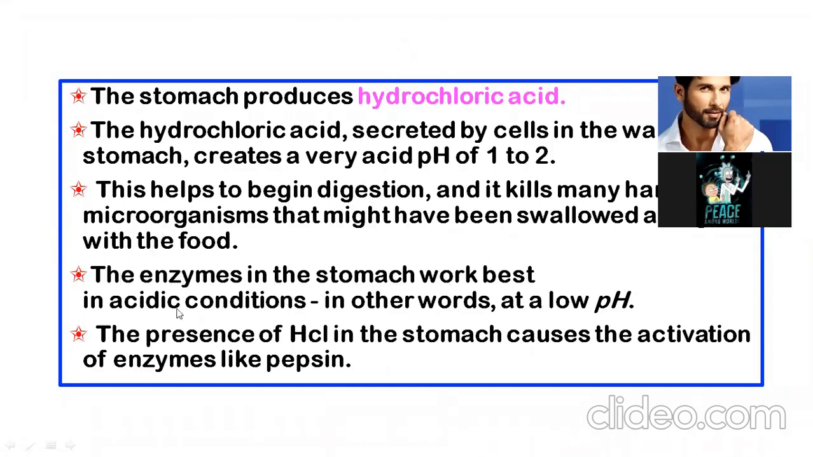I'm talking about the stomach acid. The first thing is that it helps in the killing of microorganisms. Second, the important role is that the enzyme in the stomach works best at a pH of 1 to 2, meaning the optimum pH is low, acidic pH. So the presence of HCl in the stomach causes the activation of the enzyme pepsin, the name of the enzyme mentioned here.